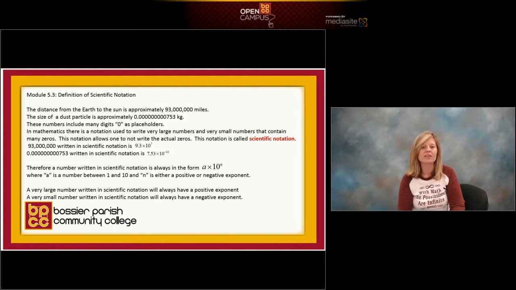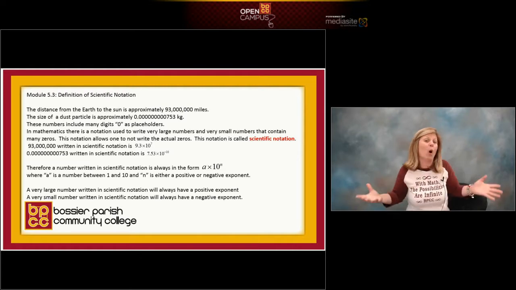When you write a number in scientific notation, you must have some key components. The first thing both of those numbers have in common is they have a decimal number that is bigger than 1, yet smaller than 10. 9.3 is bigger than 1, smaller than 10. 7.53 is bigger than 1, yet smaller than 10. So to write a number in scientific notation, the first component is to have a decimal number between 1 and 10. The second component of scientific notation is to write times 10 to an exponent.